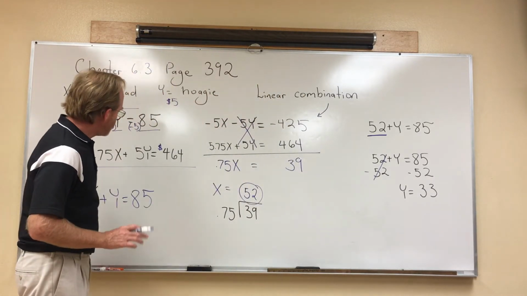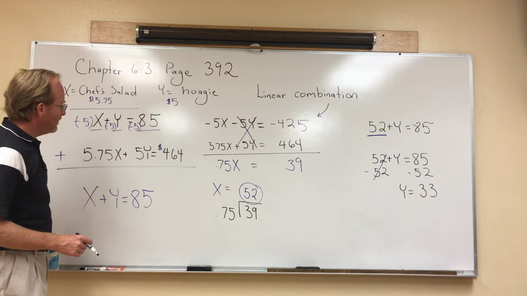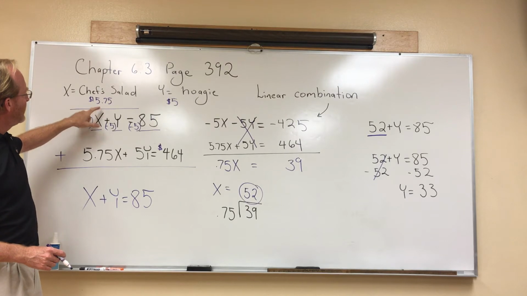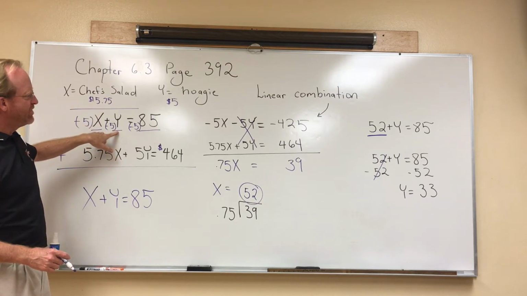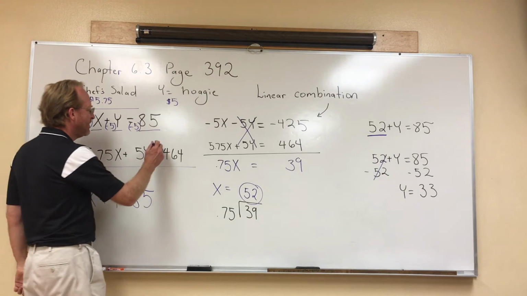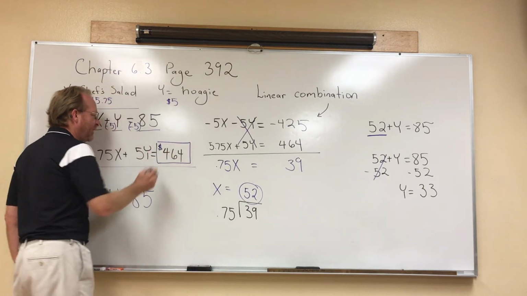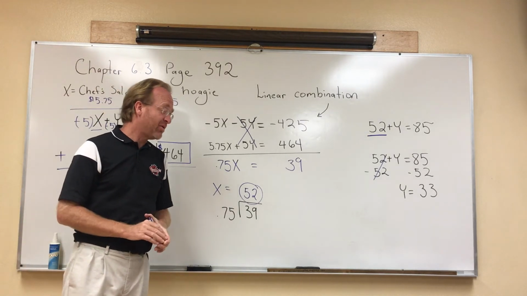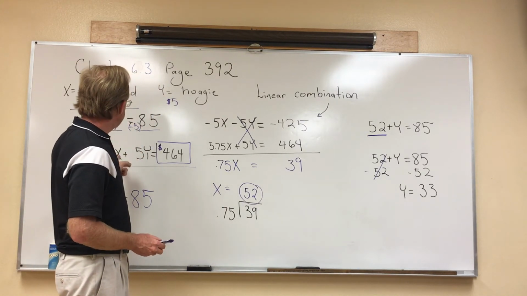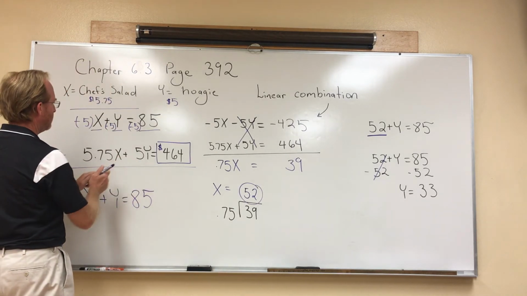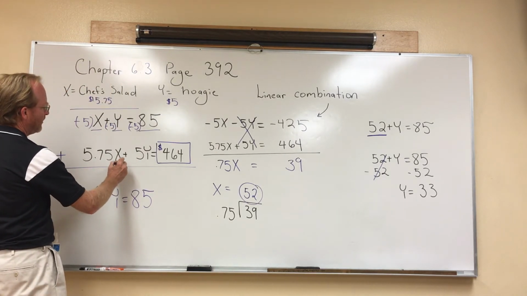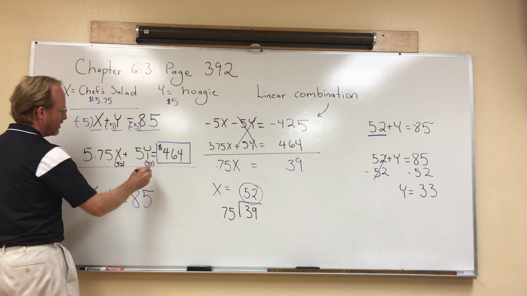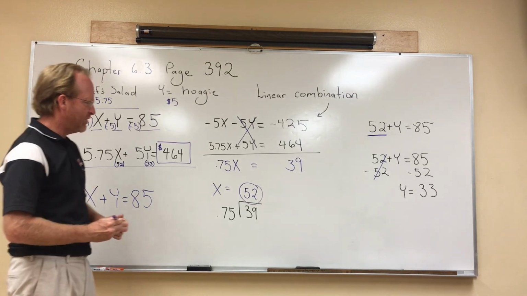Now, if you want to check and see if this is correct, all you have to do is multiply 52 times 5.75, multiply 5 times 33, add it together, and you'll discover that yes, it does equal $464. So if you're doubting yourself, go back into the equation. This second equation, right here, we would insert 52. Here we would insert 33, and see if it works. If it does, you know for sure you have the right answer.